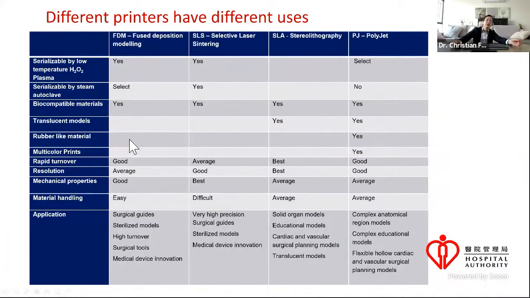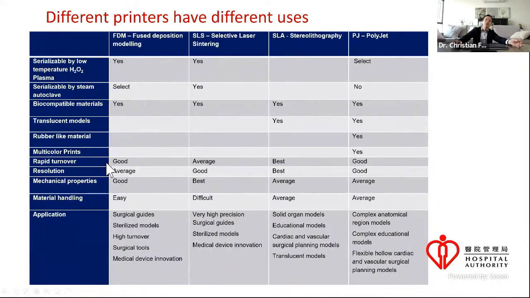So you see in summary here, we have talked about the different polymer printers, plastic printers. For sterilization, the FDM and the SLS are okay for making the surgical guides and tools. And for multicolor prints, it is mainly the PolyJet and translucent models. Sometimes the SLA can also do it.